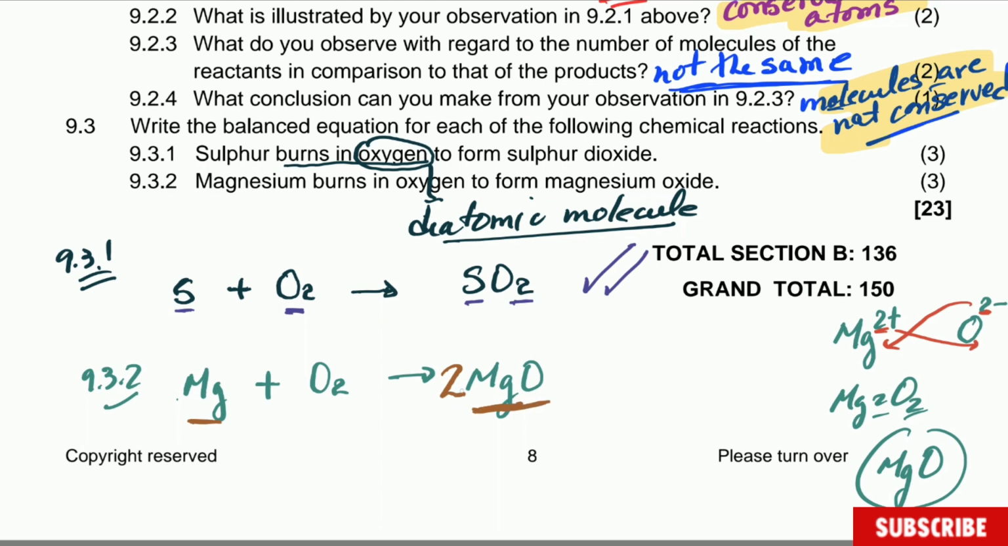So now we're having 2 magnesium and 2 oxygen, and the oxygen is sorted. We have 2 oxygen on the reactants, as you can see here, and you have 2 oxygen at the front in the product. But magnesium changed because we now have 2 magnesium here but only 1 on the reactant. So all we're going to do is add a 2 there at the front.